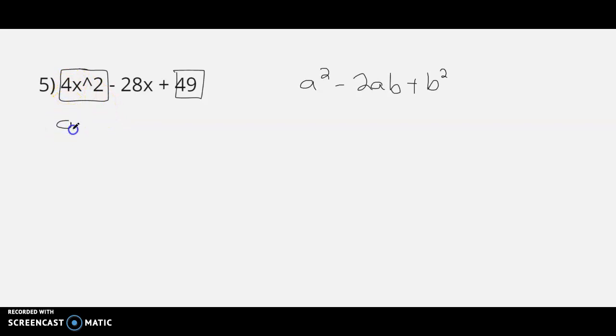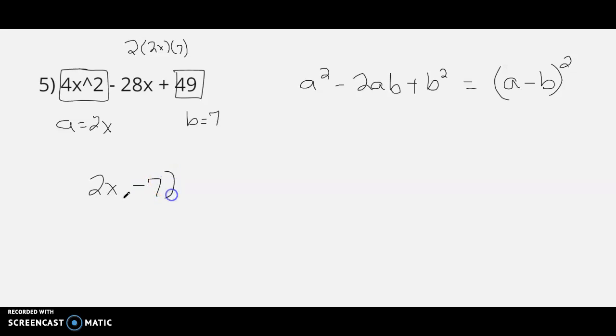Let's see, a would be the square root of 4x squared, which is 2x. b would be the square root of 49, which is 7. And we just have to verify that this is in fact 2 times the a term times the b term. 2 times 2x times 7 is 28x, so it is a perfect square trinomial. Perfect square trinomials, once you identify them, are fairly easy to factor. In this case, a minus b quantity squared. 2x minus 7 quantity squared. You just find your a and your b and you're good to go.